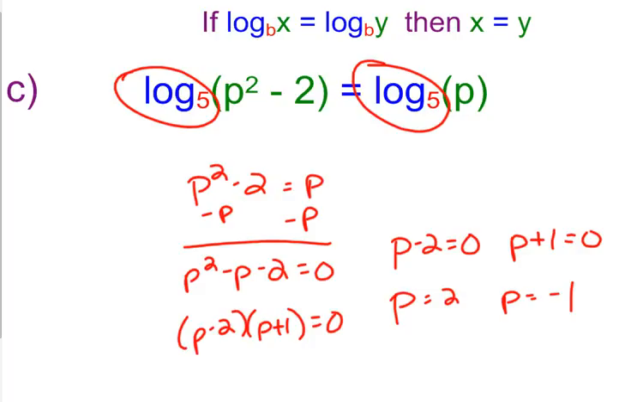Now my p, we can't have it be negative. That's another one of ours. So we're going to just use the positive value here. And our p is a positive 2.